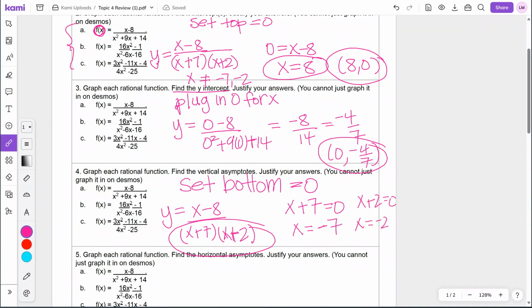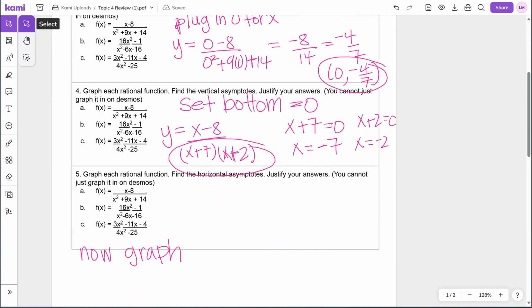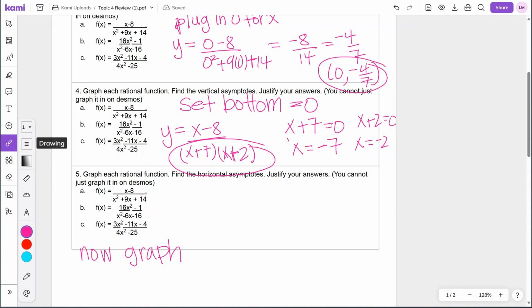So I have two vertical asymptotes: x equals -7 and x equals -2. Notice I wrote those as equations of lines, which is how you should write it, and those will be dashed vertical lines at -7 and -2 when I graph it.